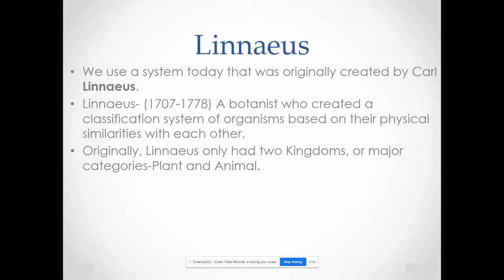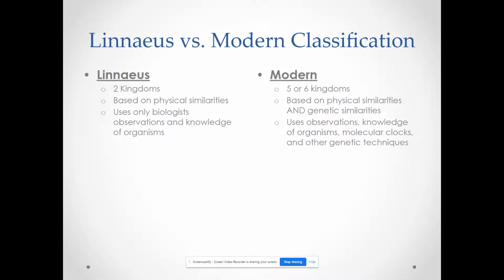All right. Charles Linnaeus. We already know about Charles Linnaeus. Did I go over that with you all? Okay. Linnaeus is a scientist back in the 18th century. And he's a botanist who created a classification system of organisms based on their physical characteristics. Originally, Linnaeus only had 2 kingdoms or major categories, which were plant and animal. All right, this is the difference between Linnaeus and the modern classification system. During the 1800s, we only started with 2 kingdoms. As we moved into the modern times, we ended up with 5, and then finally we ended up with 6.